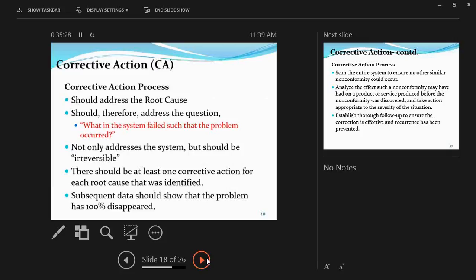Effective corrective action will have to ensure irreversibility of the nonconformity. It should not happen again. If it is going to reoccur, that means the root cause analysis was inadequate, improper, and that's why it's occurring again and again. So the subsequent data should show that the problem has 100% disappeared, meaning an effective corrective action should not result in the reoccurrence of the problem.